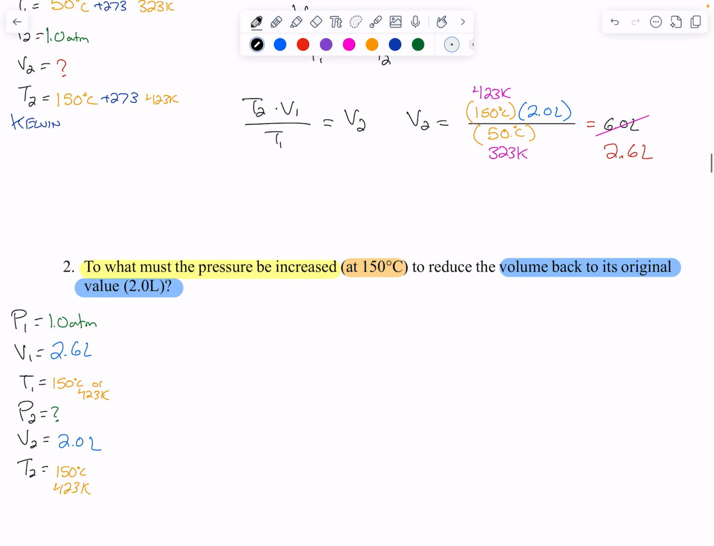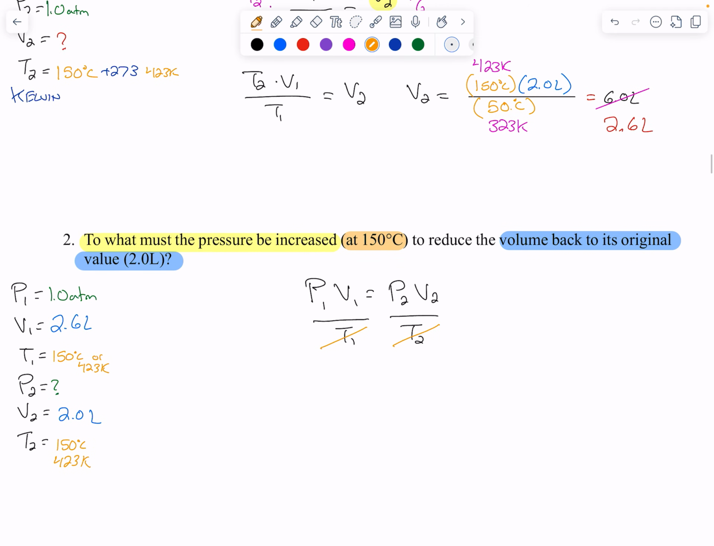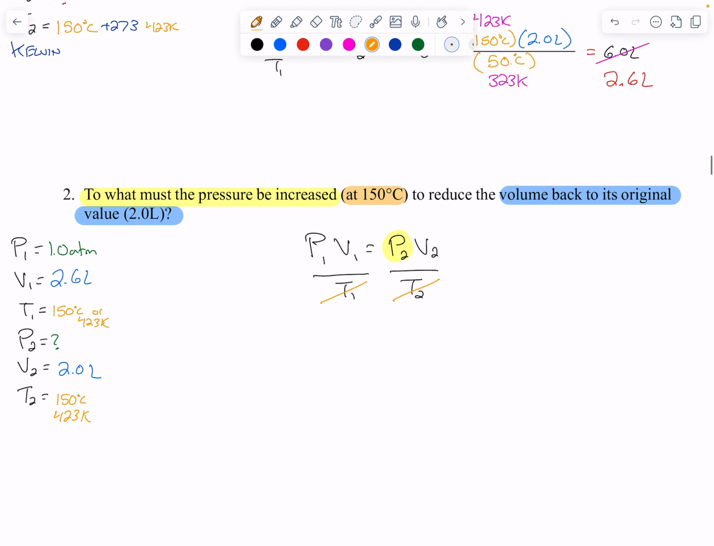All right, so we're going to have P1 V1 equals P2 V2. Do I need to worry about T? I don't think so. I'm going to write it down, T1 and T2, and we can cancel it, so we don't really need to. And I'm solving for P2. So P1 V1 equals P2 V2, or P1 V1 all over V2 equals P2.